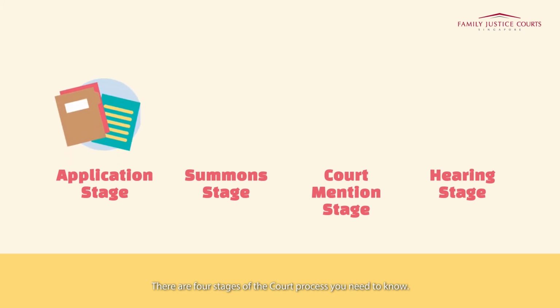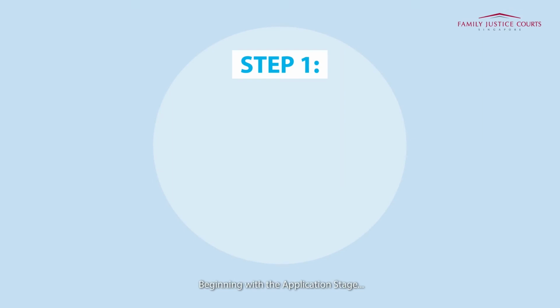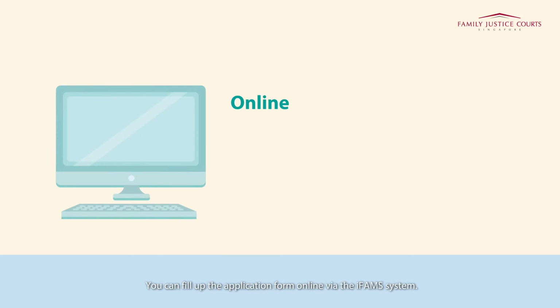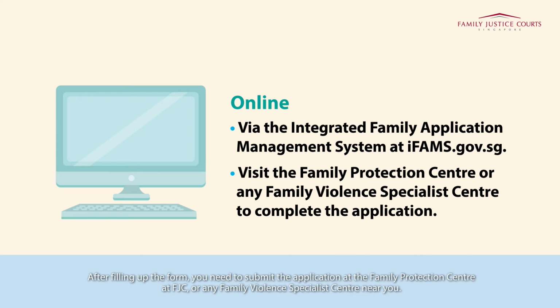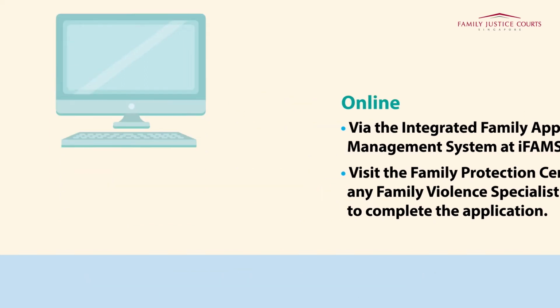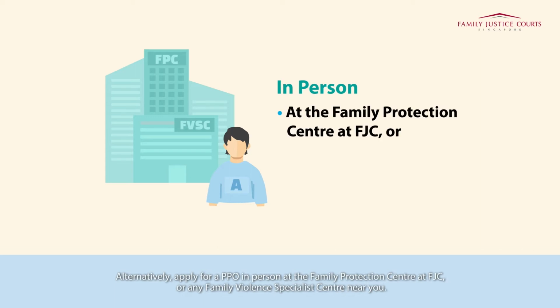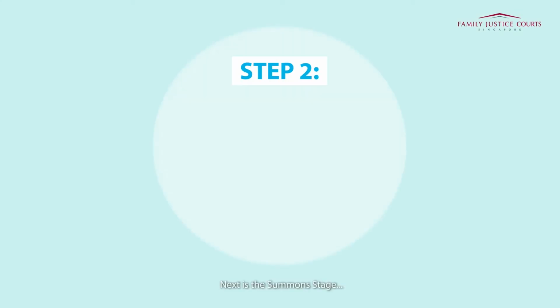There are 4 stages of the court process you need to know. Beginning with the application stage. You can fill up the application form online via the iFAMS system. After filling up the form, you need to submit the application at the Family Protection Center at FJC or any Family Violence Specialist Center near you. Alternatively, apply for a PPO in person at the Family Protection Center at FJC or any Family Violence Specialist Center near you. Next is the summons stage.